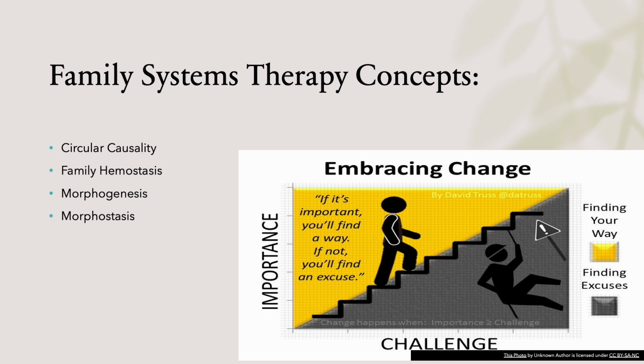Family homeostasis is the tendency of families to resist change and to maintain a steady state. Morphogenesis is a family's tendency to adapt to change when changes are necessary. And morphostasis is a family's tendency to remain stable in the midst of change.